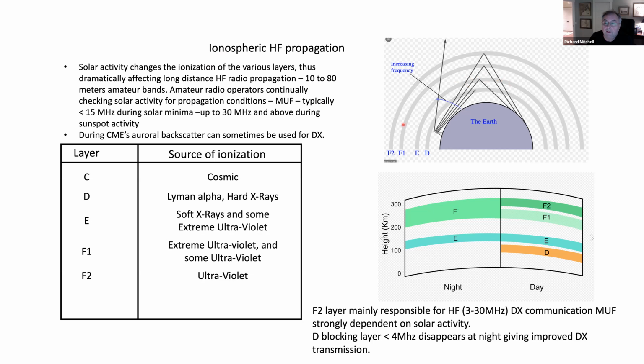And the other aspect, yes, with solar minima, you don't get much propagation above about 15 megahertz. During sunspot activity, you go up to 30 megahertz and beyond. So it makes a huge practical difference to radio communication. A very good reason for studying it. And that's why people study it in so much detail.